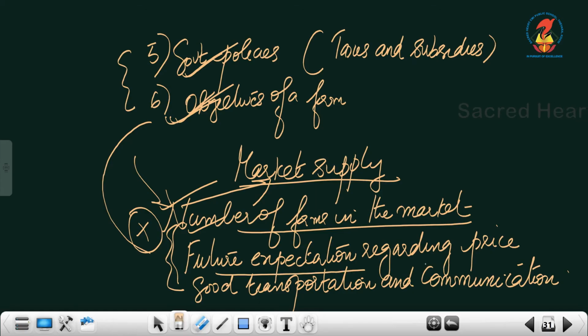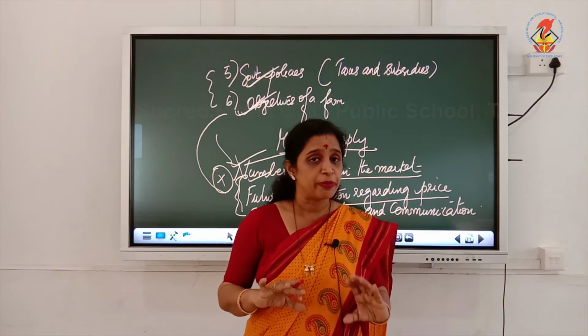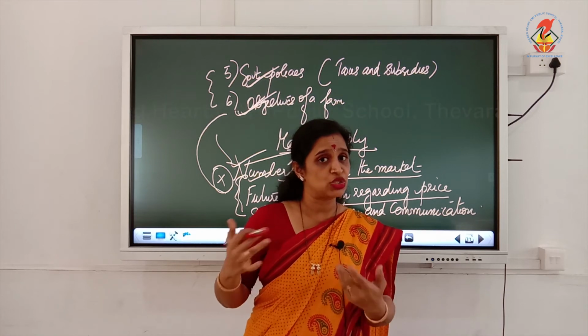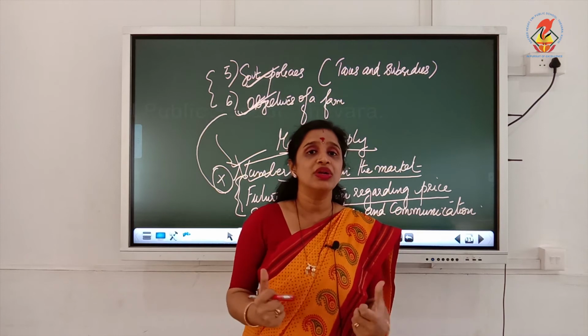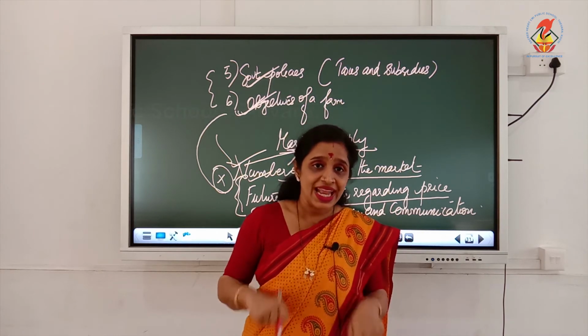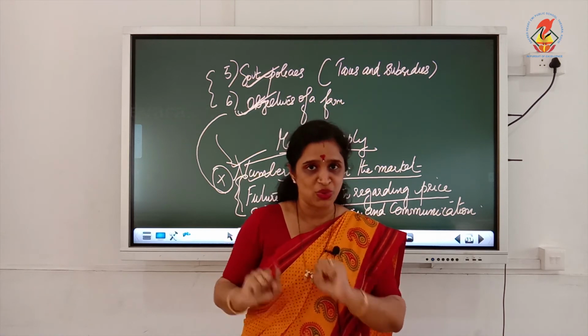Now, the next one is future expectation regarding the price. Now, producers will have the production within their hands. But if they feel that for their product, the price is going to rise in the next week or next few weeks, or in the next period of time, they will hold their product and they will supply less at present. More will be released when the price is more.